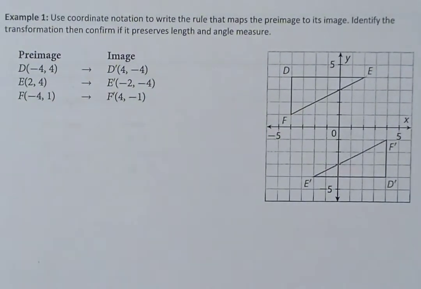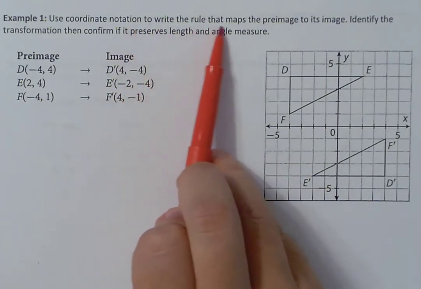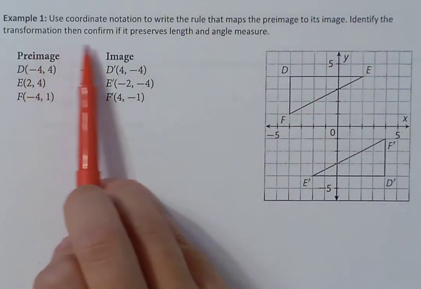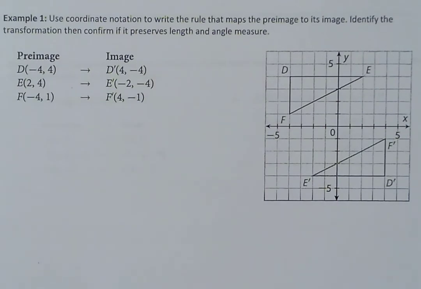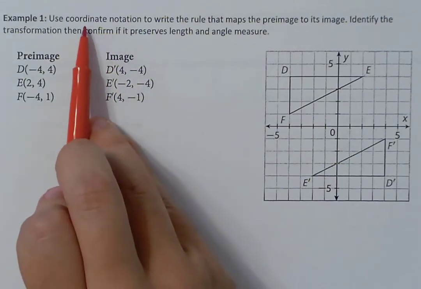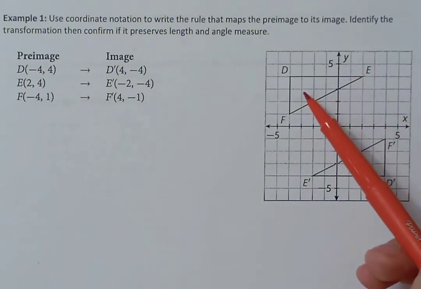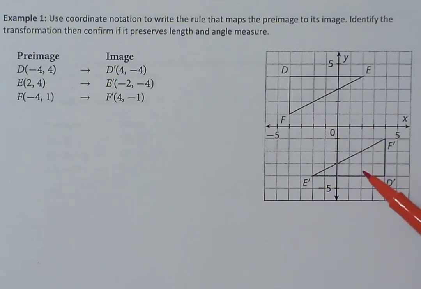All right, so now we can finally jump into our first example. Example 1 asks us to use coordinate notation to write the rule that maps the pre-image to its image, identify the transformation, then confirm it preserves length and angle measure. So let's take a look at this. The first part asks us to write the rule using coordinate notation, mapping the pre-image to the image. So we want to take this triangle and place it here.